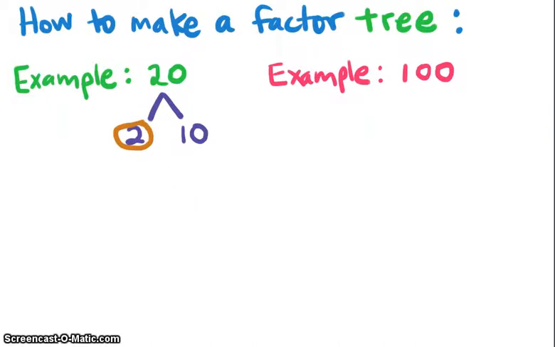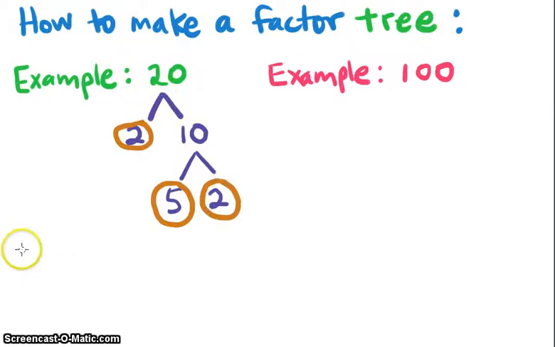10, however, can break down further. We can write 10 as 5 times 2. 5 and 2 are both all the way broken down. The only factors of 5 are 5 and 1, and the only factors of 2 are 2 and 1.